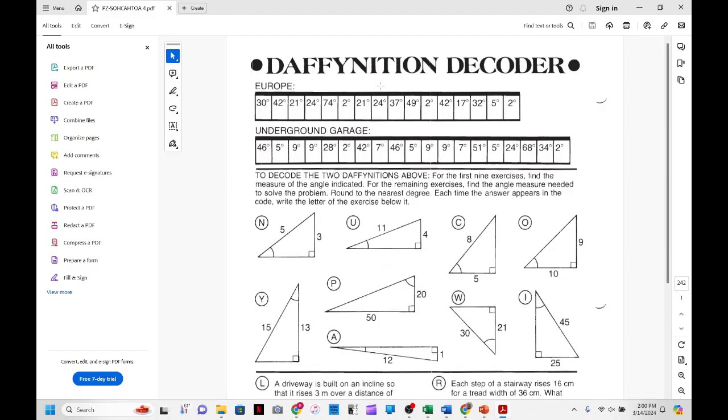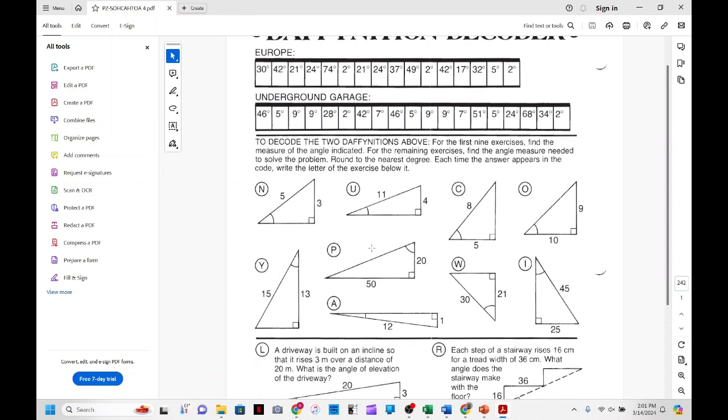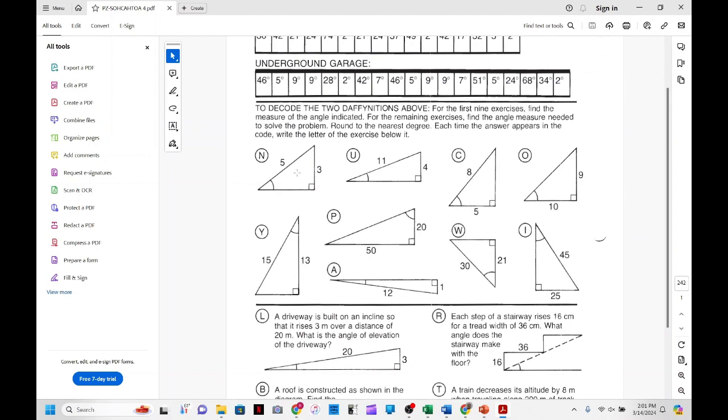So here's our puzzle. It's a definition decoder, whatever that's supposed to mean. So we have Europe, and then there's supposed to be some phrase that comes after that, and underground garage, and another phrase that comes after that. Now, in order to find the phrase, we have to basically figure out the missing angle or the marked angle in all of these triangles.